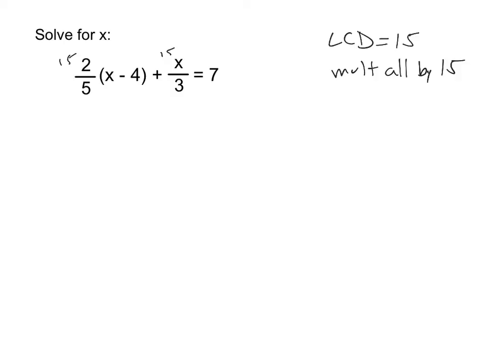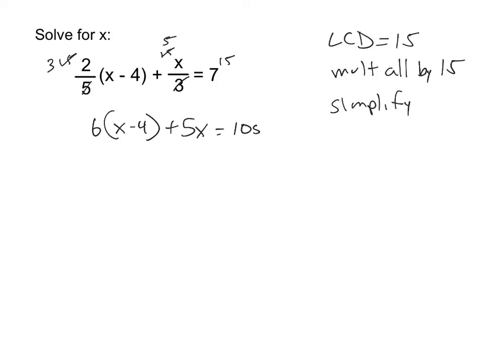I'm going to multiply 15 there, 15 there, and multiply that by 15. And now I'm going to reduce my equations and simplify a little bit. Check it out. 5 goes into 15 3 times. 3 times 2 is 6. So that simplifies nicely. Also, 3 goes into 15 5 times. That gives me a 5x. 7 times 15 is 105.